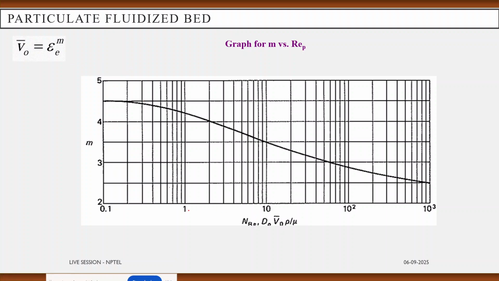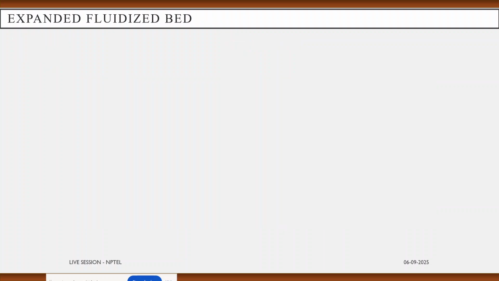So for a given case you can calculate the Reynolds number. Suppose it is following this region. So from that you can have your m value, and if you get the m value, and you also know the superficial velocity, you can get the value of the void at the expanded condition, and you can use the last equation to calculate the height of your fluidized bed.